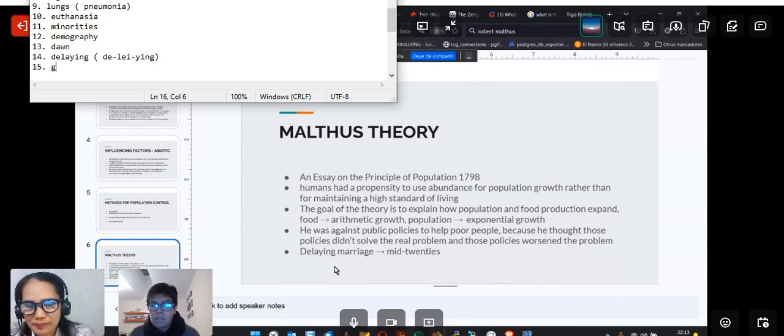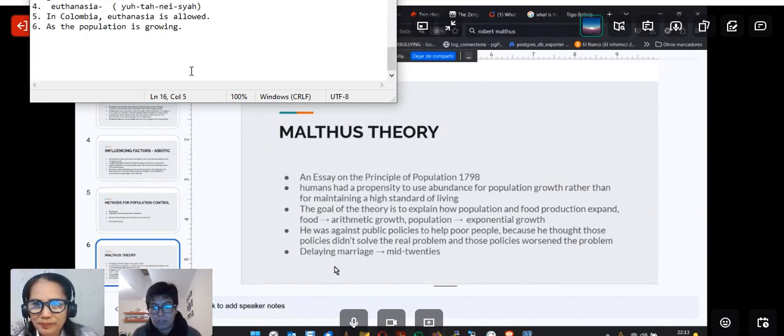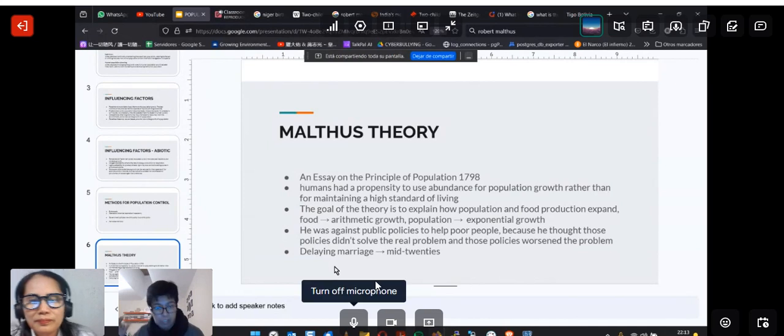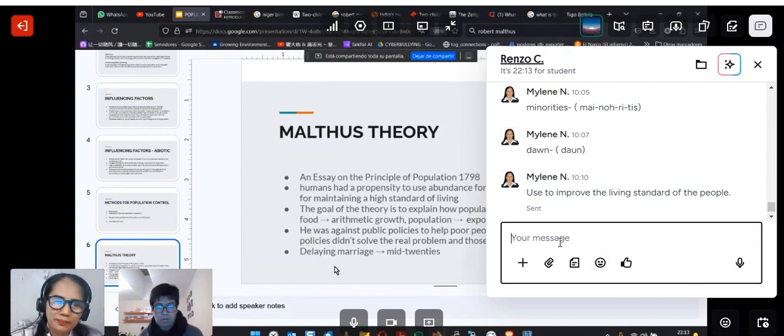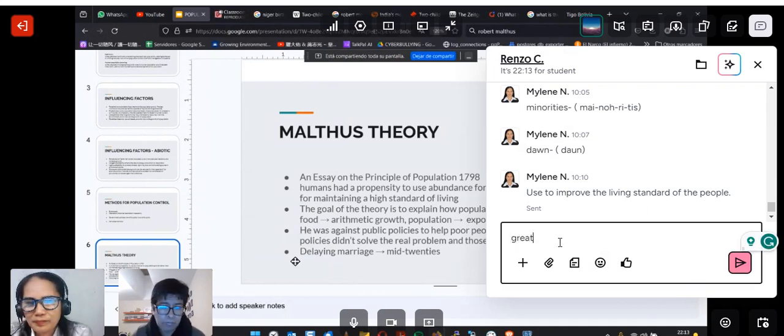So if people delay their marriage until, let's say, their mid 30s or 40s, this will have an effect on the growing population. So it will decrease the ratio of births.